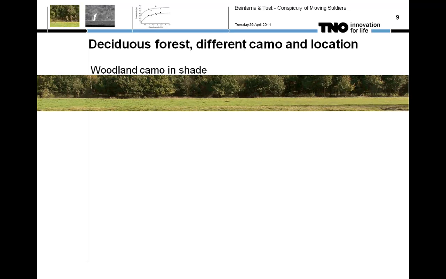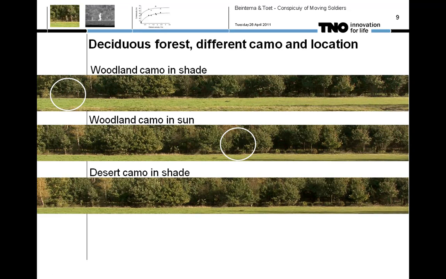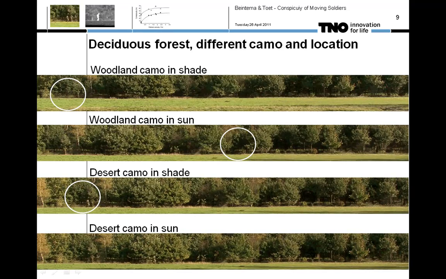Here we show how target conspicuity is affected by the location of the target in the scene and the type of camouflage. The first example shows a person dressed in woodland camouflage running in the shadows of a deciduous forest. Since the target is not very conspicuous, we indicate its position with a circle. The next example shows that the target is more conspicuous at a position in the sun. The third example shows that the target is also more conspicuous in the shade when dressed in desert camouflage, which obviously had not been designed for this type of environment. However, desert camouflage reduces conspicuity when the target is located in the sun.